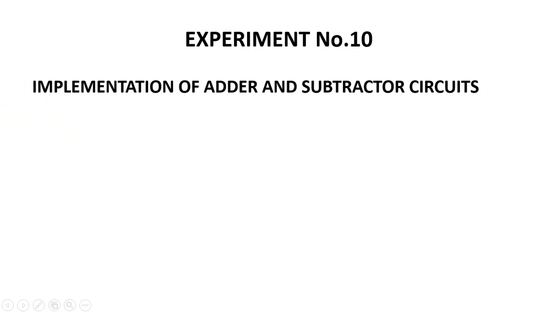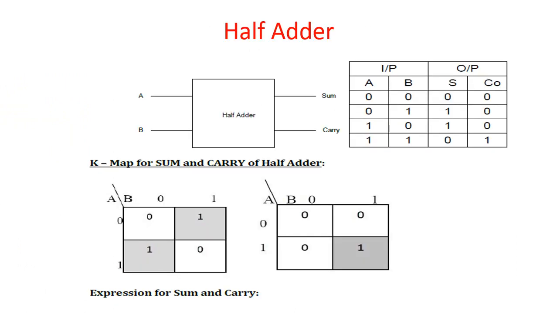Experiment number 10, implementation of adder and subtractor circuit. The first one is the half adder circuit. This is the block diagram of the half adder circuit. Here A and B are input, sum and carry are output. This is the truth table for the half adder circuit.